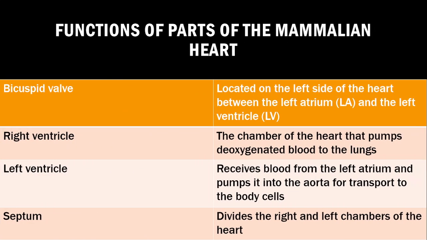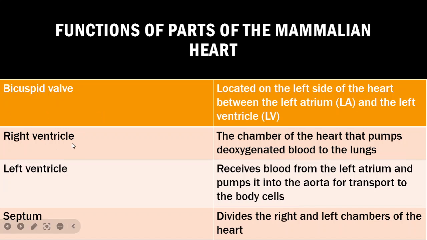Then there is the bicuspid valve, located on the left side of the heart between the left atrium and the left ventricle. So all these, as from their names, are valves. Basically, they allow the flow of blood in one direction. So that's basically their function.